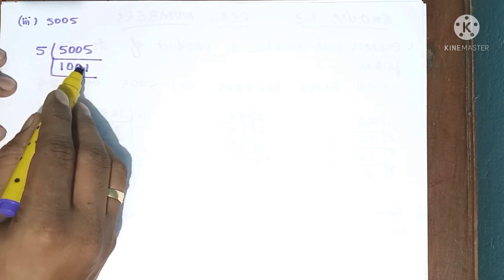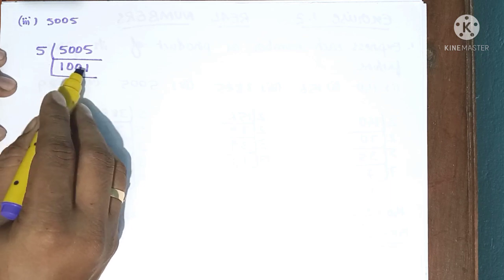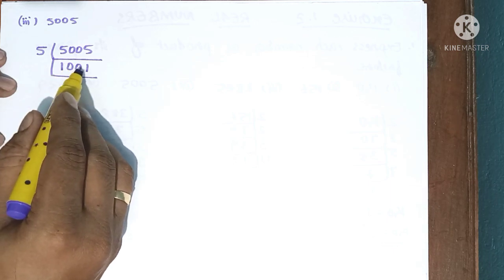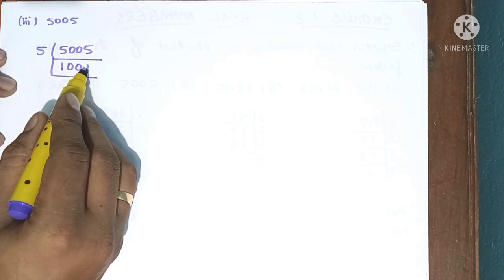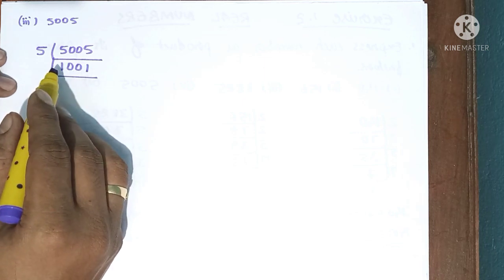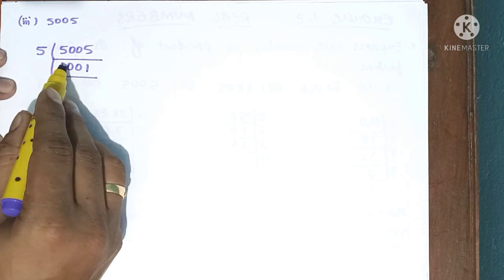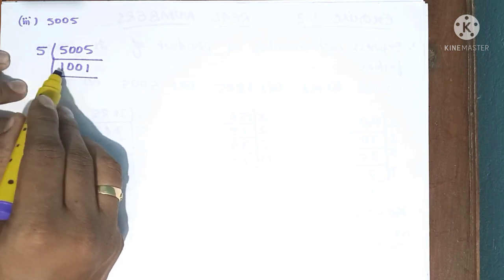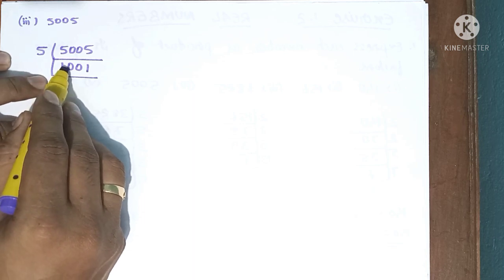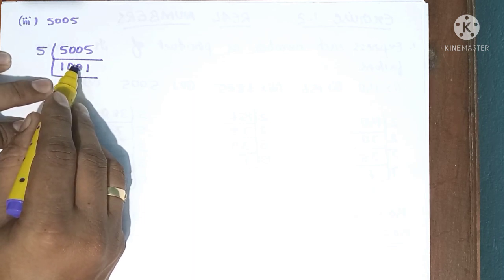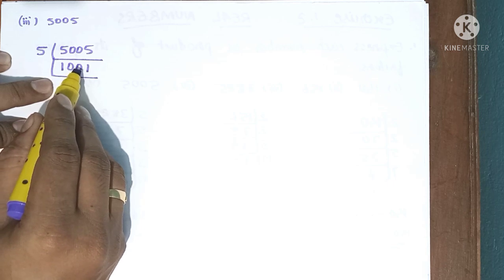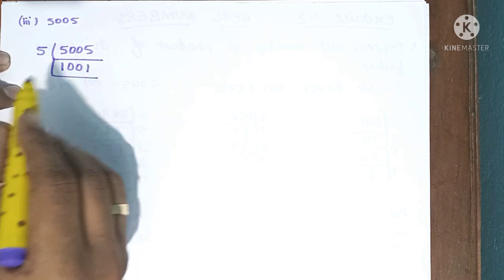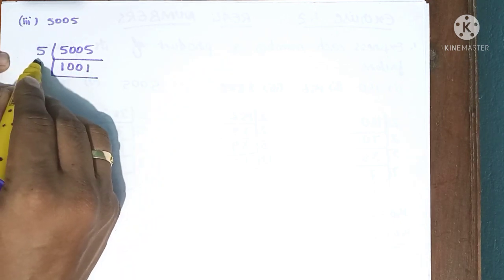Can we use 3? 1 plus 1, 2. 2 is not divisible by 3. So 3 is also not possible. Next prime number is 5. 5 is also not possible here since it is not ending with 0 or 5. Which is the next prime number, that is 7. Is 1001 divisible by 7? We will see. 1 into 7 is 7, the remaining 30. 4 into 7 is 28, remaining 1 21. In 21 7 is divisible. Okay, so 7 is divisible.